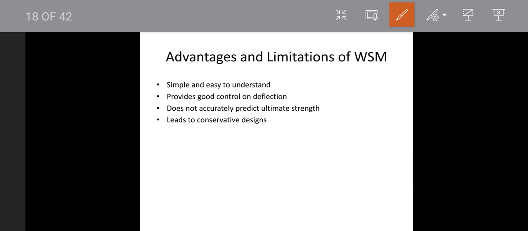The advantages and limitations of the working stress method: it is simple and easy to understand, and it provides good control on deflection. Disadvantage: it does not predict the ultimate strength, because we are only applying the factor of safety to the material alone, not to the load, and it leads to conservative designs. Here the section size will always be larger, because we are applying a larger factor of safety to the material strength, which reduces the load carrying capacity of the material and leads to larger sections.